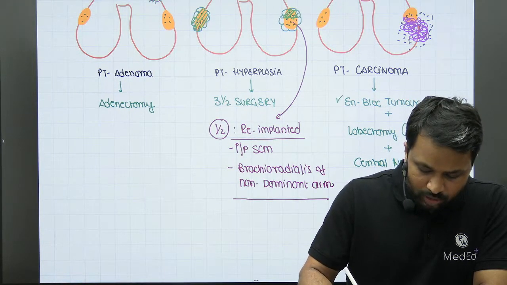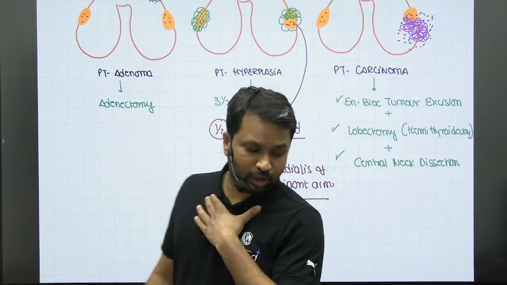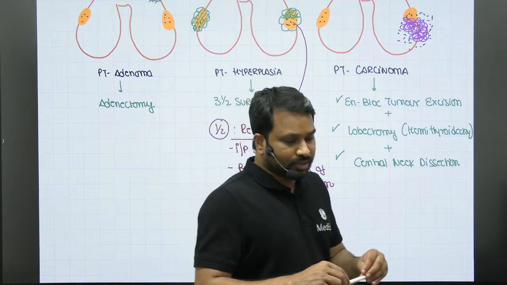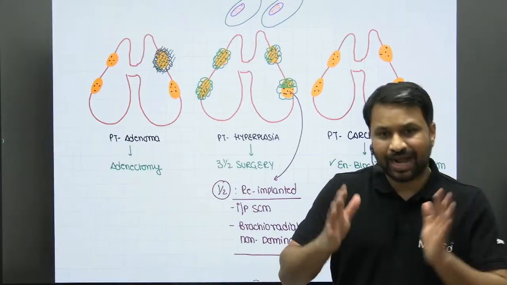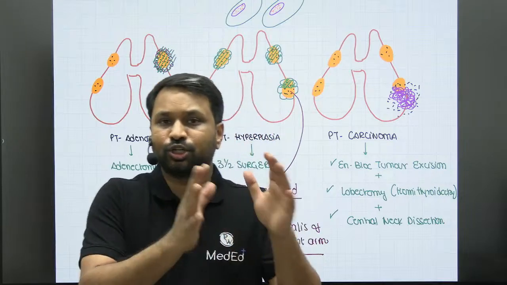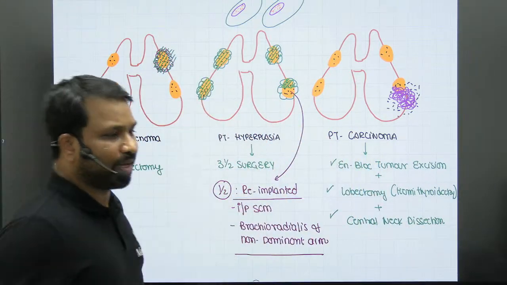These are the components that we are going to follow, right? So it is going to be en bloc tumor excision. We'll do a lobectomy with central neck dissection. This is how you will manage a patient with parathyroid carcinoma. So you had the entire discussion on primary hyperparathyroidism, their presentation, their diagnosis, and their management as well.